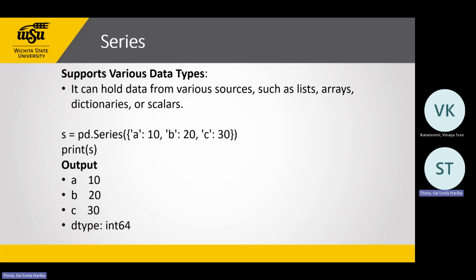So here, if you observe, I consider the dictionary. Here A, B, C, these are key value pairs. So this is a dictionary. So series supports various data types. And this is the output that I get if I execute this code.